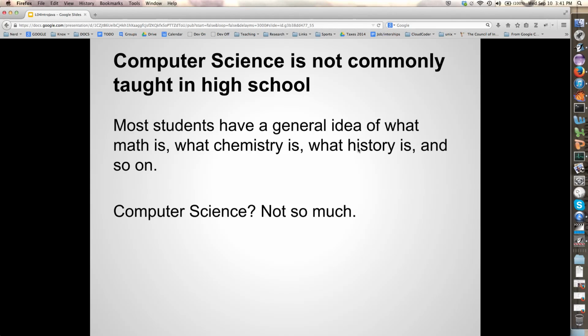So most students, when they get to college, they have a general idea of what math is, what chemistry is, what history is, what physics is, what the arts are. But when students get to college, they often don't know what computer science is at all. There have been a number of interesting surveys done of first-year college students, and they're not really clear what is computer science, what is engineering, what is information technology, things like that.